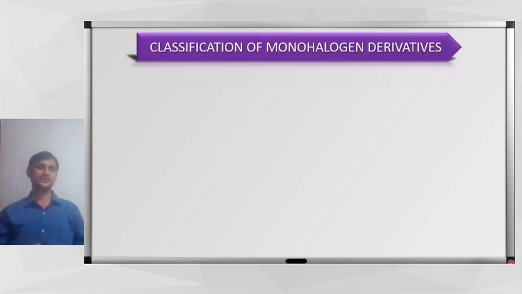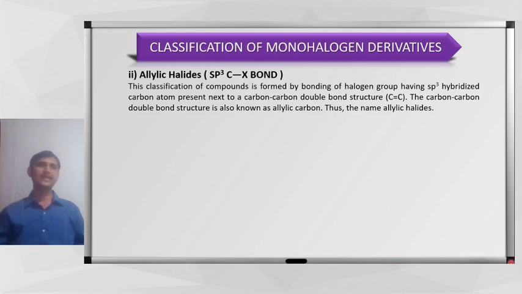Now see the classification of monohalogen derivatives. The remaining classification we are seeing now, that is allylic halides. In this case also it is an sp3 carbon with an X bond. This class of compounds is formed by bonding of a halogen group to an sp3 hybridized carbon atom present next to the carbon-carbon double bond. That means the halogen atom is attached to a carbon, and that carbon is present next to the carbon-carbon double bond. See the example.